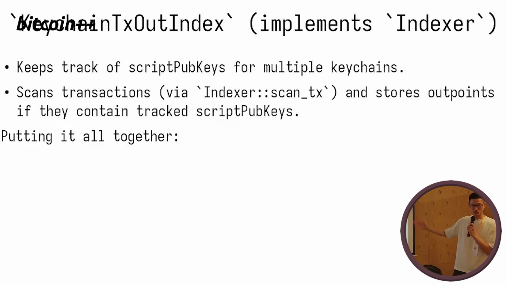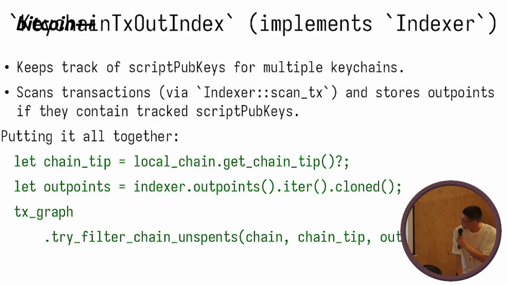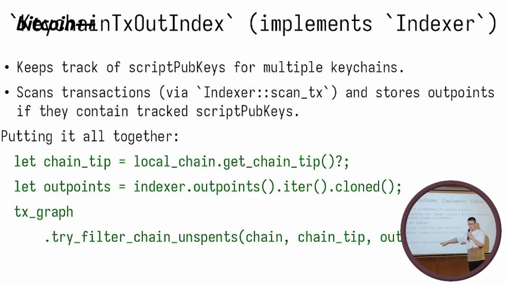So now we have structure put against the transaction graph, the chain oracle, where we can get a list of spendable transactions. And this is how it works. So the chain tip identifies the blockchain. The outpoints, we get them all from the indexer. And then we have this.